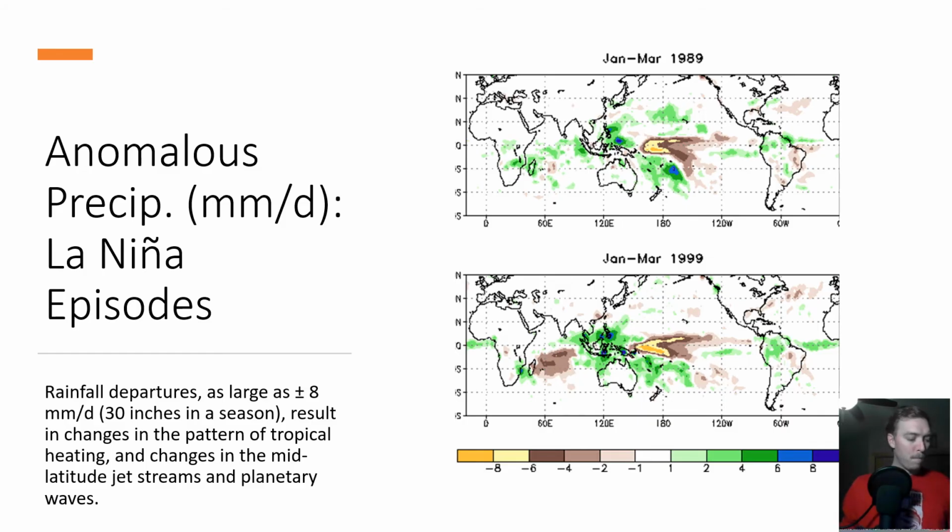Anomalous precipitation in millimeters per day during La Nina episodes. So rainfall departures as large as plus or minus 8 millimeters per day result as well. We can see here kind of flip-flops, what you'd expect when we saw our El Nino versus our La Nina phases.